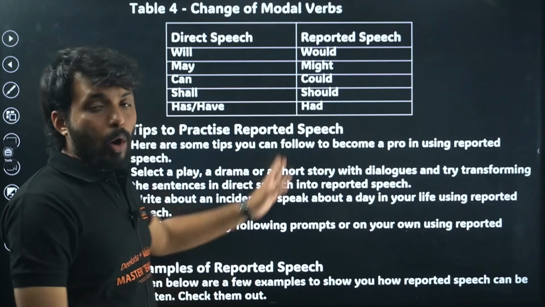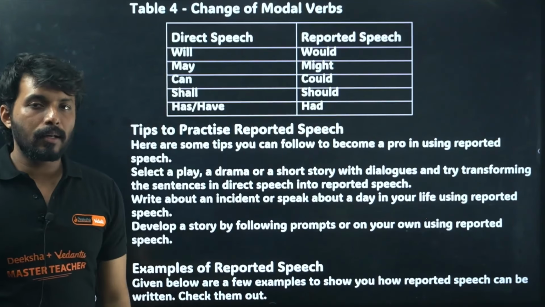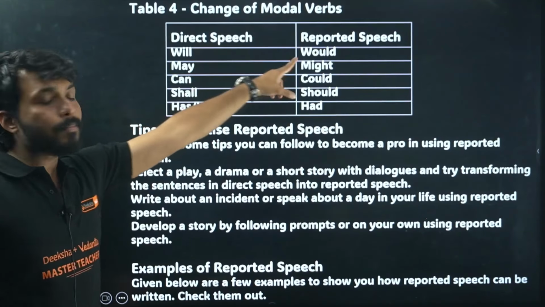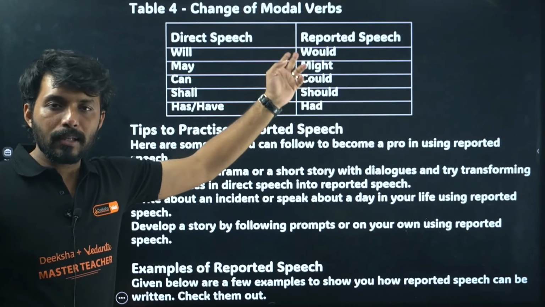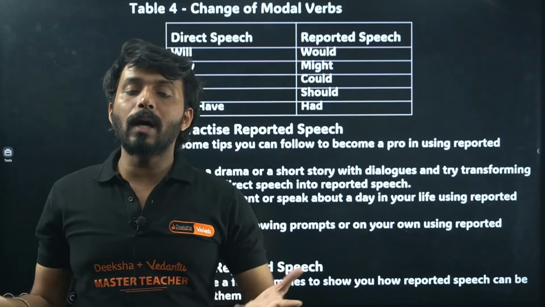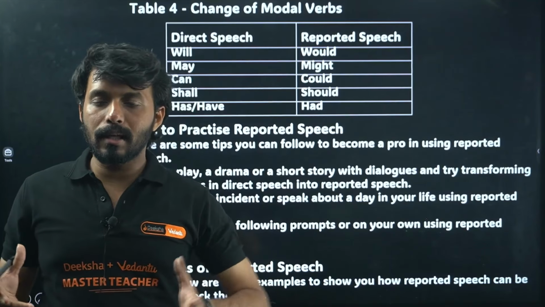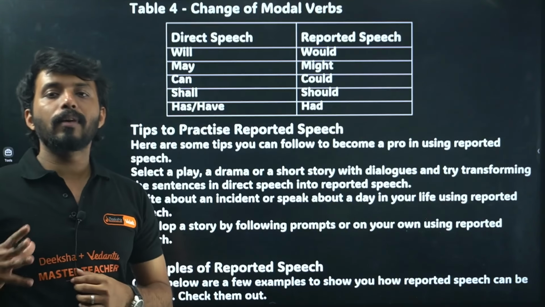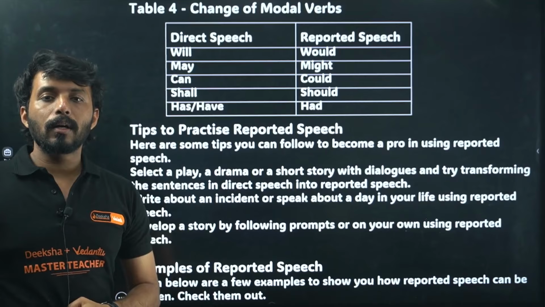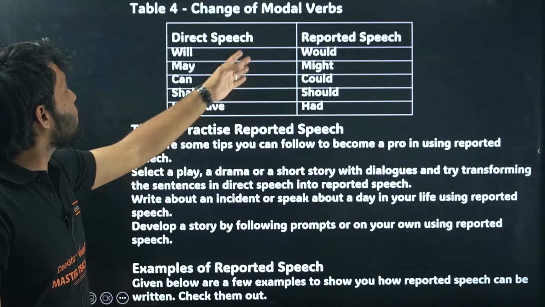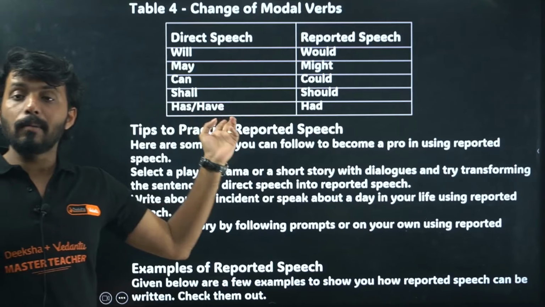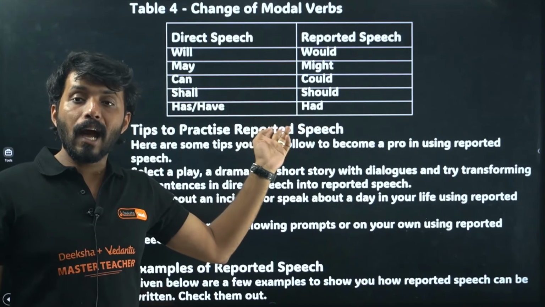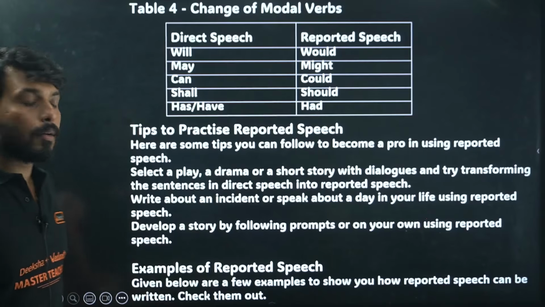Okay, change of modal verbs. Again, what we learned in the previous slide. So will becomes would. Will you come with me? He asked, will you come with me? So he requested if I would come with him. Okay, so will becomes would, may becomes might, can becomes could, shall becomes should, has and have can become had.